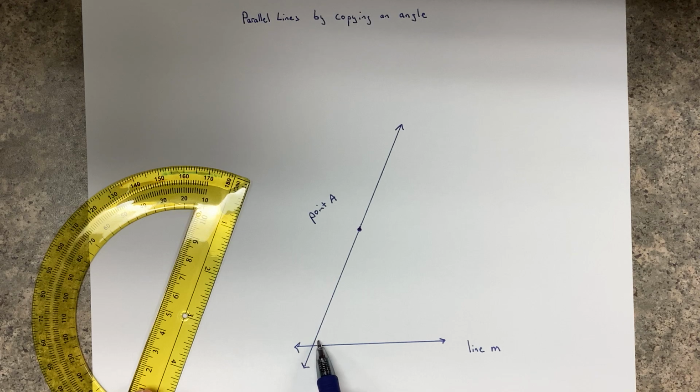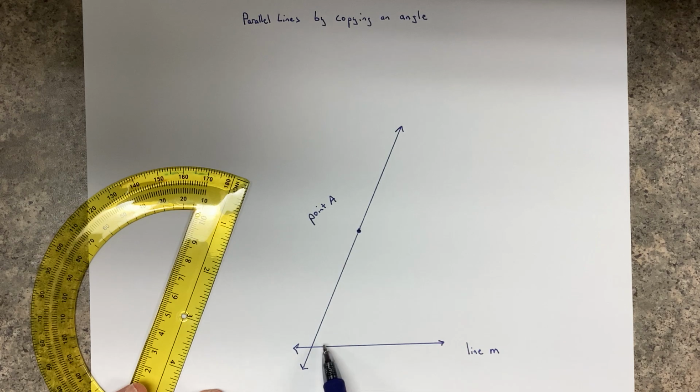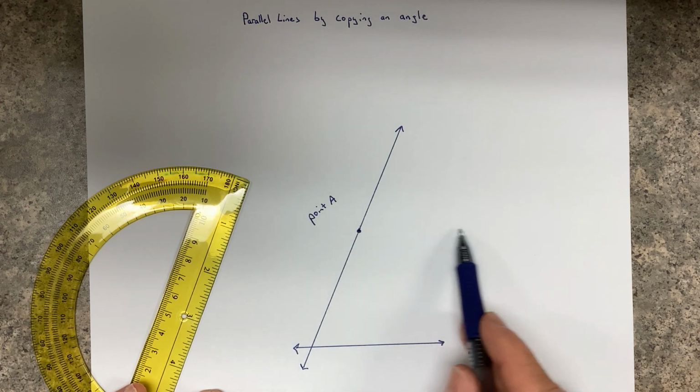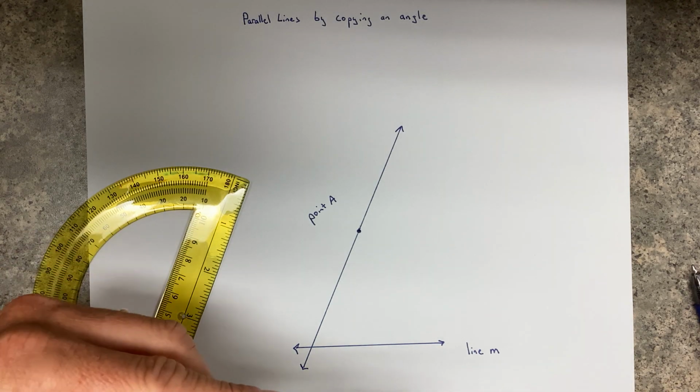Basically, I'm gonna take this angle, and I want it right there, because if these angles are the same, then the corresponding line will be parallel to this line. Okay, so how do we copy an angle? Well, again, we go back and we use circles.